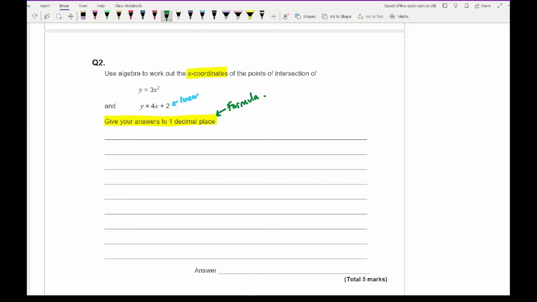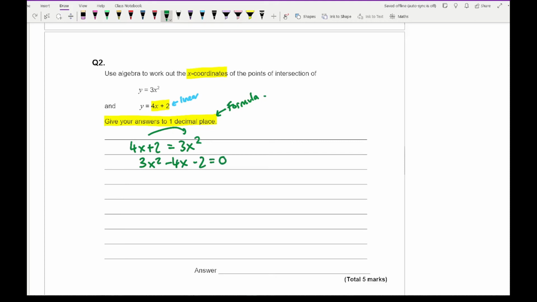Yes, we have y the subject. So what I then need to do is substitute wherever I see a y in the nonlinear equation, I swap that with 4x plus 2. So what I end up with is 4x plus 2 equals 3x squared. I'm then going to take this over to the other side. So that becomes 3x squared minus 4x minus 2 equals 0.